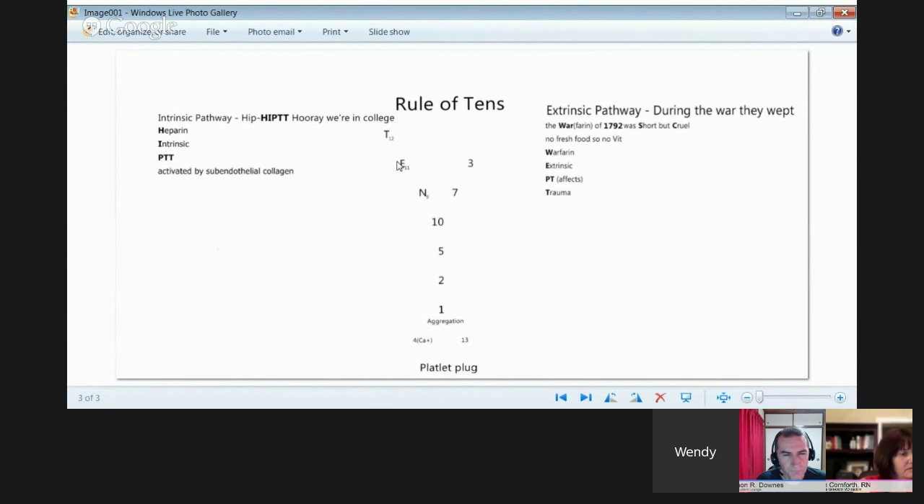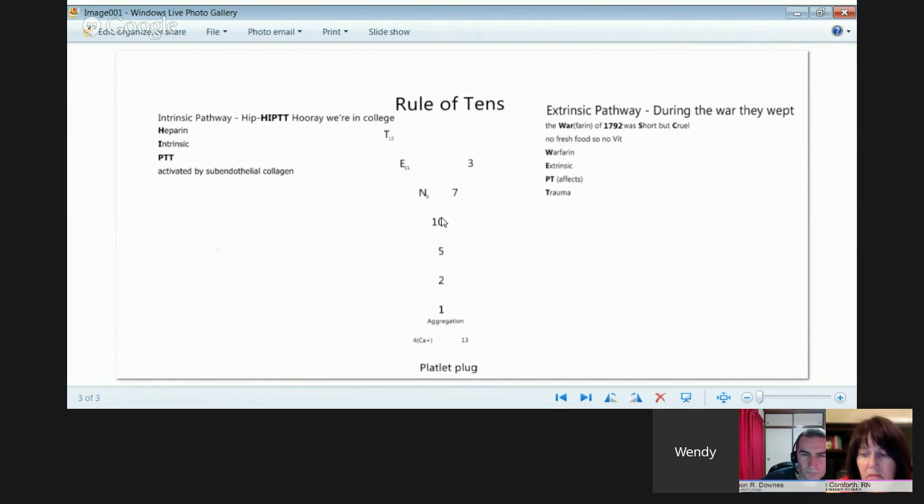So first of all, rule of tens, right? Because it's rule of tens, 10 is a rate limiting factor. It's the big, most important factor. It's what slows down the clotting factors. If there's a lot, you can see the pathway being used more. It's a very important factor.